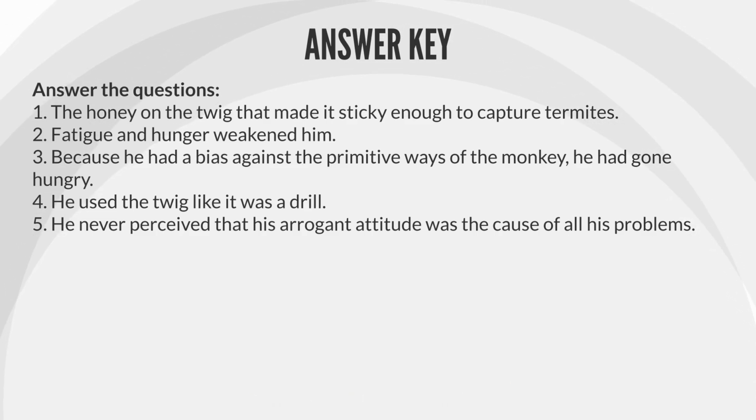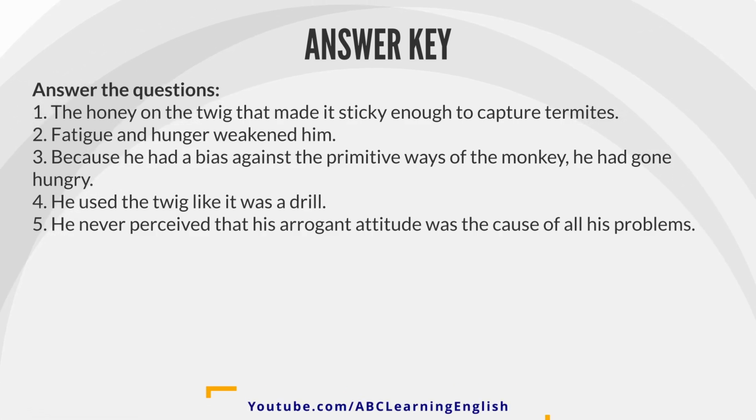3. Because he had a bias against the primitive ways of the monkey, he had gone hungry. 4. He used the twig like it was a drill. 5. He never perceived that his arrogant attitude was the cause of all his problems.